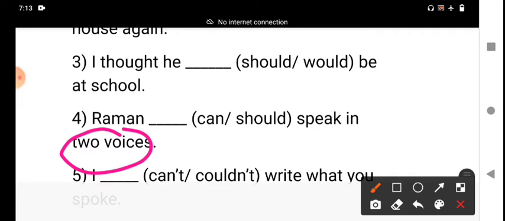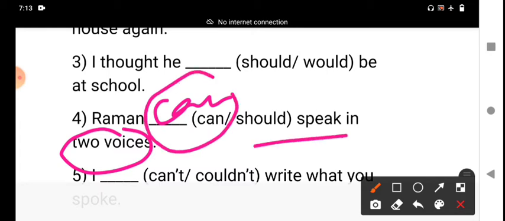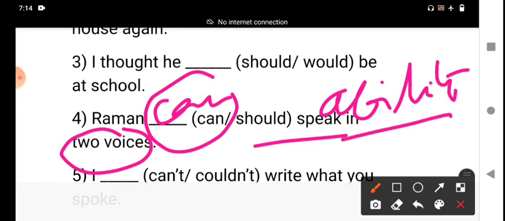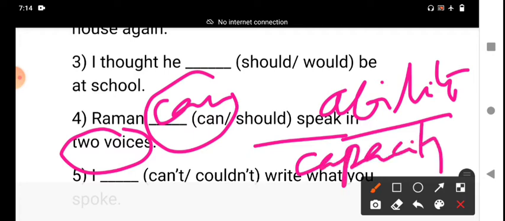This is that can be, can is the right answer. Raman can speak in two voices. The can is a modal verb. It is used to express ability. Can expresses ability. Ability means strength. Ability means able to speak. Capacity. Ability means capacity. Raman can speak in two voices.